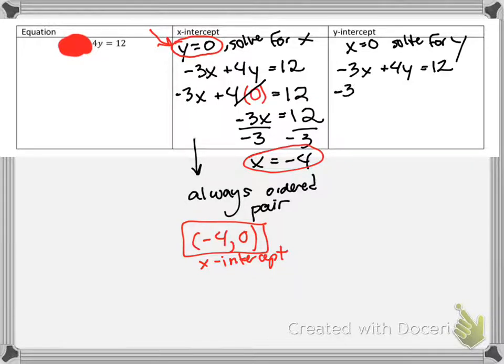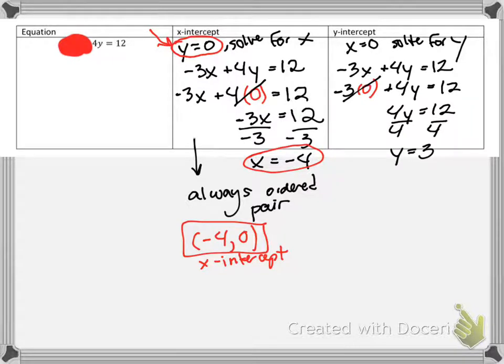And if you want to do the substitution and show your work that way, then you could also do it that way. You'd have negative 3 times 0 plus 4y equals 12. Of course, that goes away. And we still end up with 4y equals 12. From here, we divide both sides by 4, and we find that y equals 3.